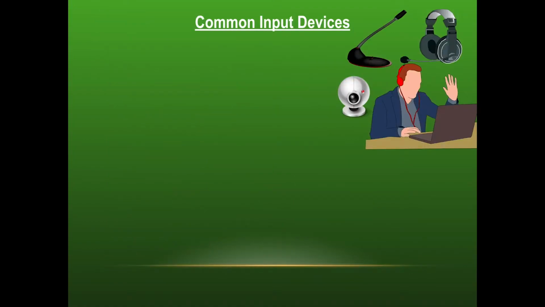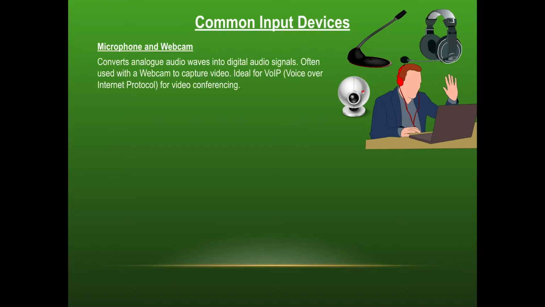So here's some common input devices that you're going to need to know. And this is basically going to be more identifying where they would be used in different situations rather than exactly how they work, which is the principles of operation. So our first one is microphone and webcam, which I put together because we often find these together in video conferencing. We see this guy over here, he's got his headset with his microphone attached, he's got a webcam, and he's speaking with VoIP, which is Voice over Internet Protocol for video conferencing. So we should identify this as the most common use of microphones and webcams.